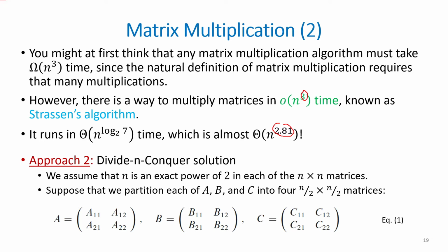So if we assume that the dimension of the square matrix is n and is a power of 2, then we can partition each of the three matrices A, B, and C in this form, where each submatrix has a dimension of n/2 times n/2. Let us denote this equation by equation 1.